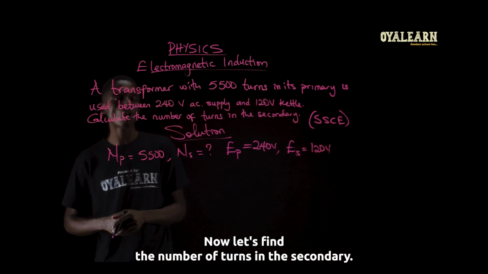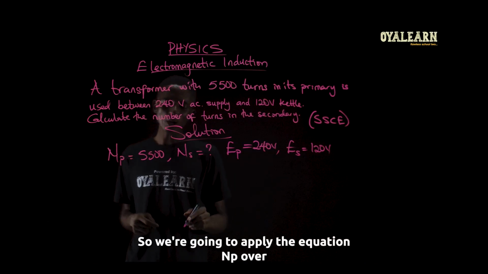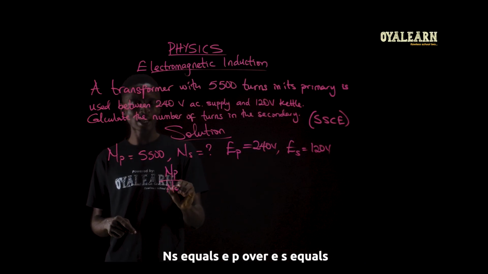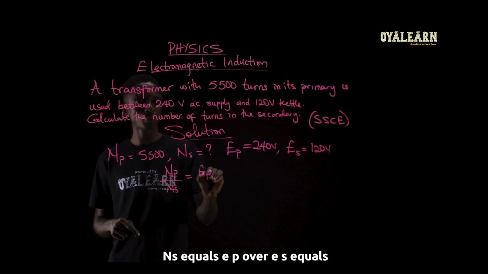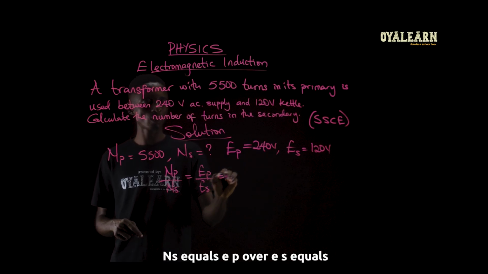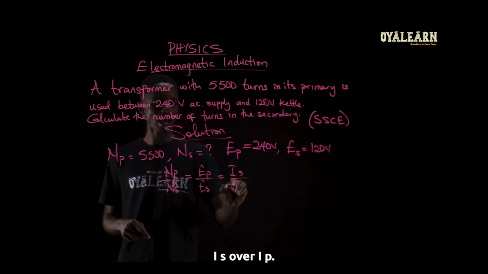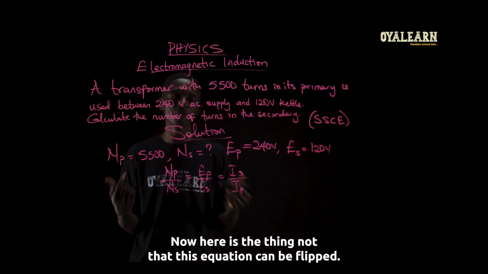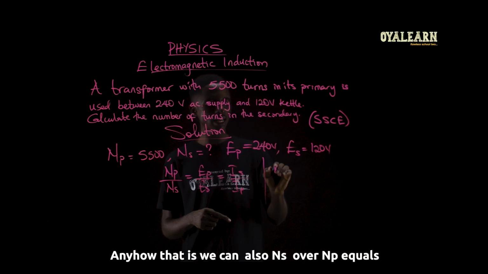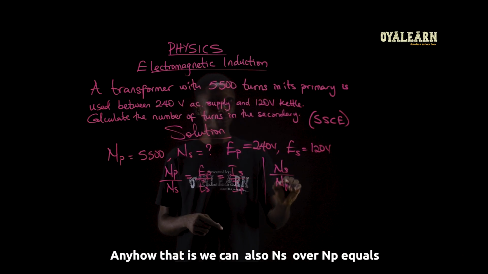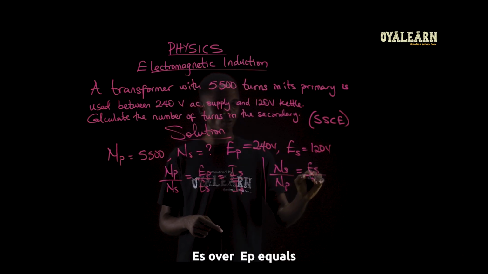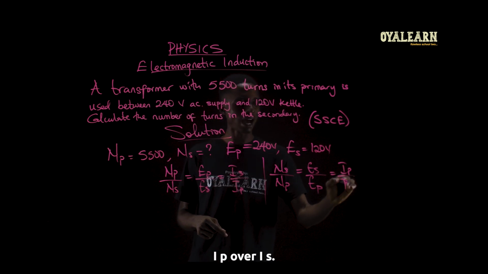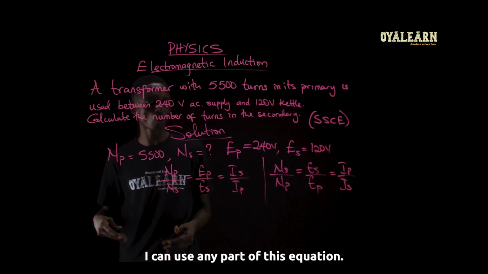Now let's find the number of turns in the secondary. So we're going to apply the equation NP over NS equals EP over ES equals IS over IP. Now here's the thing. Note that this equation can be flipped anyhow. That is, we can also say NS over NP equals ES over EP equals IP over IS. And you can use any part of this equation.